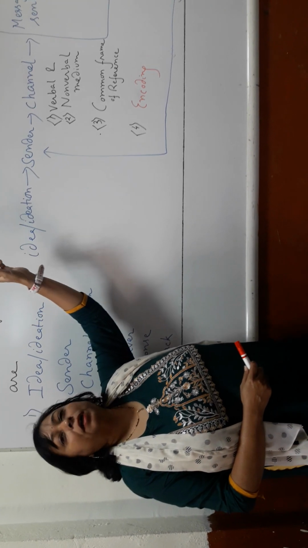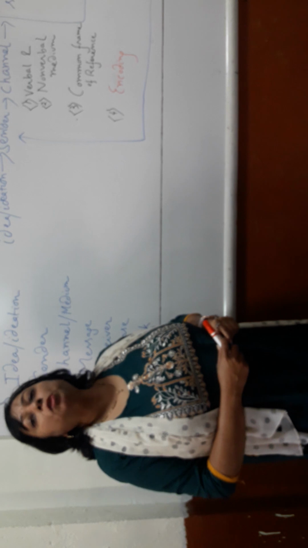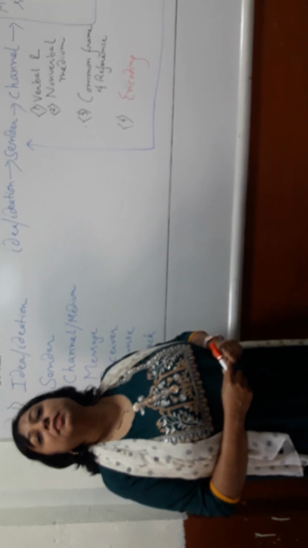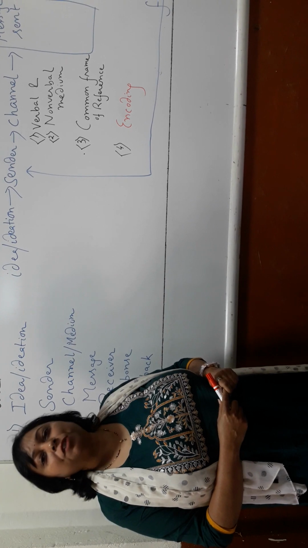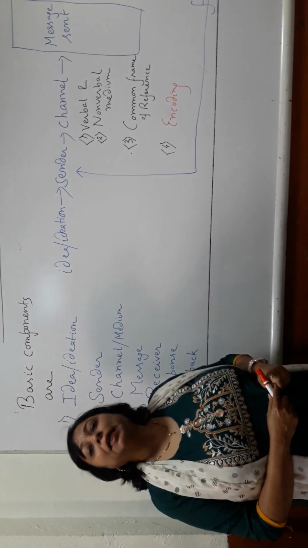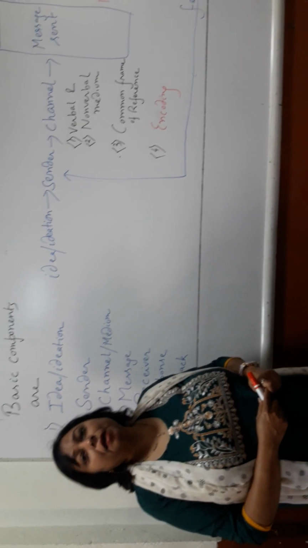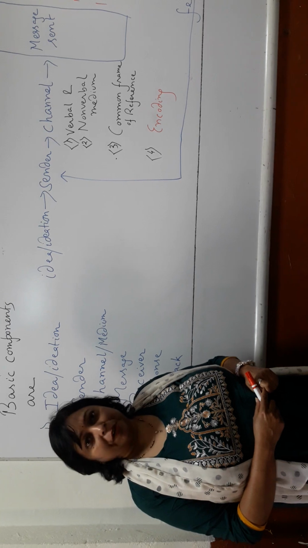Okay. First of all, I will have to discuss what communication is. Communication is a process of passing information and understanding from one person to another. So for communication, at least two persons are required. One is called the sender, another is called the receiver.